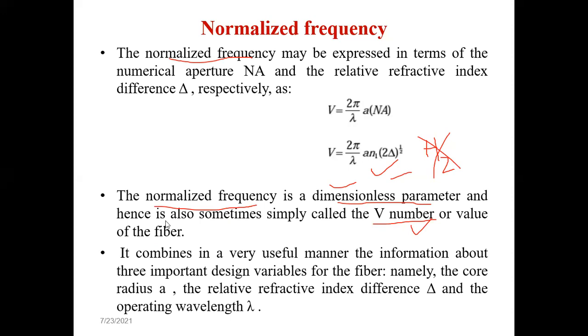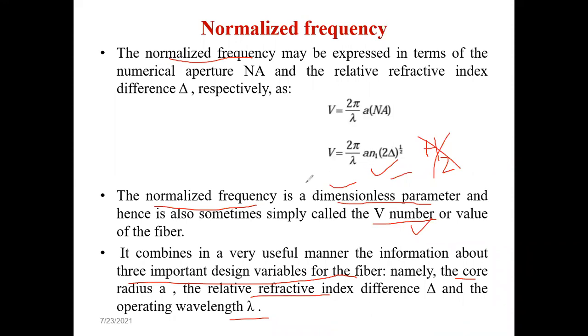So what is then the significance of the V number? It actually combines the information about three important design variables for the fiber. Suppose in the specification of the fiber, they specify that the V number is 2500. What is that 2500 indicating? It is indicating these three important design variables: the core radius, delta, that is the relative refractive index difference, and your wavelength lambda. In fiber, when you are designing, all these three are required.